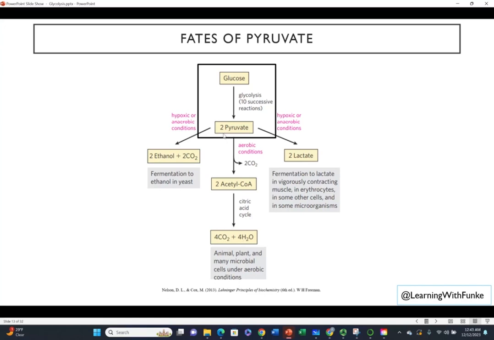And then we also have the lactic acid fermentation here, which you can see in the muscle cells where we form 2 lactate molecules. And then the third major route is pyruvate catabolism that leads to ethanol. And this can be seen in some plant tissues and microorganisms like baker's yeast, where pyruvate is converted under anaerobic conditions to ethanol and carbon dioxide.